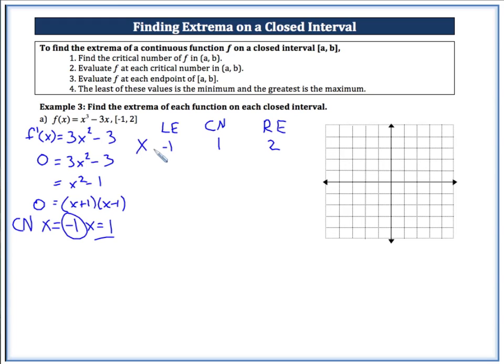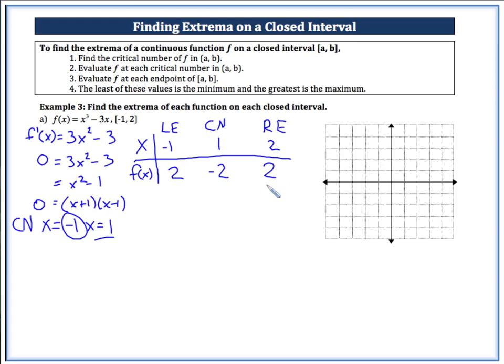Now these become your x values, and we want to find our f of x values, or the y values. So we'll plug negative 1 into this function. Negative 1 cubed is negative 1, and then negative 3 times negative 1 is actually positive 3. And so this becomes 2. If we plug 1 in, we get 1 cubed minus 3 times 1. So that's 1 minus 3, which is negative 2. And for our right endpoint, we get 2 cubed minus 3 times 2. So that's 8 minus 6, and that is 2.